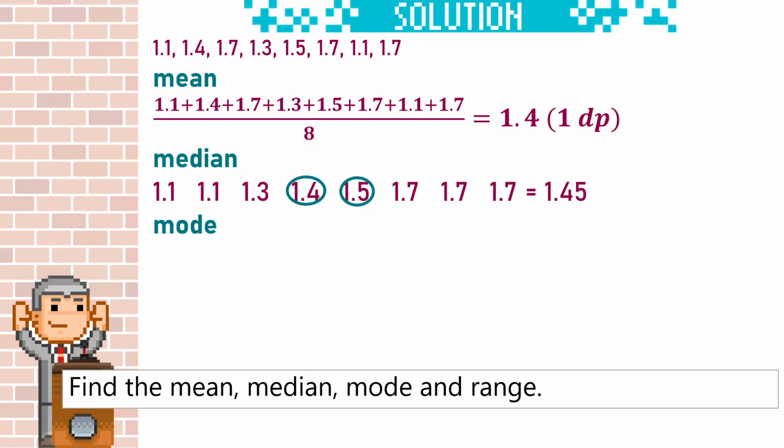Next, to find the mode, we find the most common, which by looking at it, it's 1.7. There's 3 of those, so our mode is 1.7. To find the range, we do the biggest take away smallest. The biggest is 1.7, smallest 1.1. Take them away and you get 0.6.